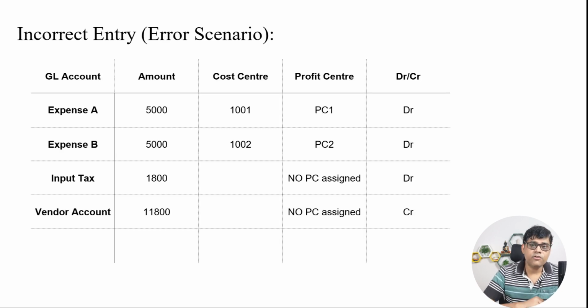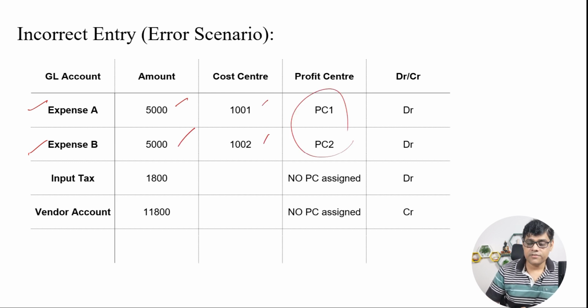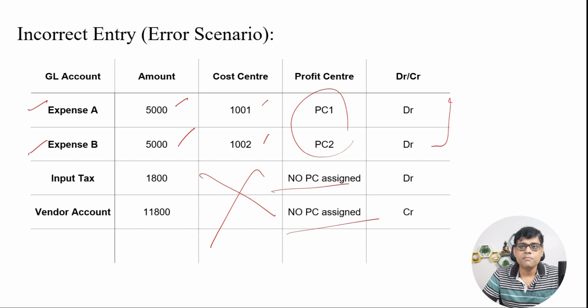For your explanation point of view, I analyzed this one. Assume that this is our incorrect entry. So two expenditures, expenditure 1 and 2 amounts, and 2 cost centers. Because of the cost centers, both the profit centers are there, debits are there. So now what is missing here? Missing is your tax amount, no profit center is assigned here, and your vendor account also has no profit center here. Cost center is not applicable because it is a balance sheet item.